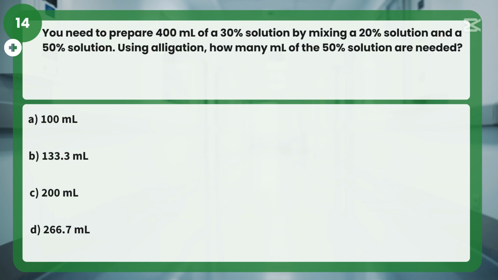Question 14. You need to prepare 400 milliliters of a 30% solution by mixing a 20% solution and a 50% solution. Using alligation, how many mL of the 50% solution are needed? A. 100 milliliters. B. 133.3 milliliters. C. 200 milliliters. D. 266.7 milliliters.